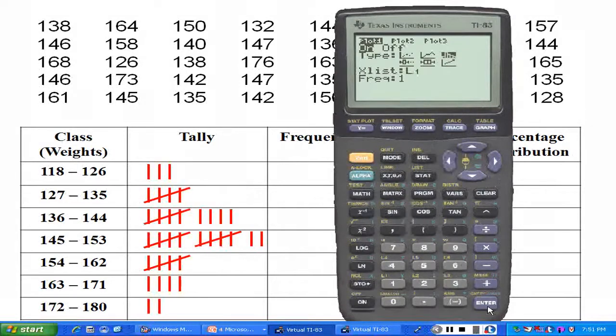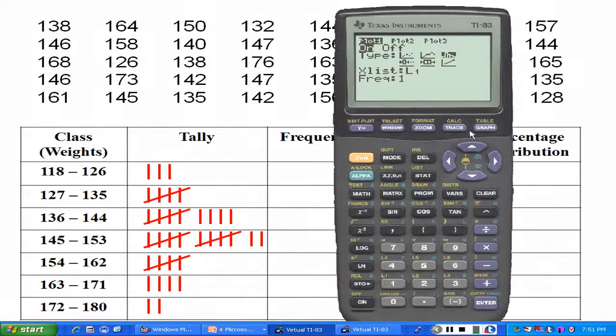Go down, and this should tell you what list you're on. If you put your data in L1, you put in L1. If you put your data in L2, you put in L2. If you put your data in L3, you put in L3. You see that? It's telling the calculator where to go to look for that data. The frequency just is what you're going to have on the y-axis. You're going to do it by ones, so just leave it at 1. Okay? Now, we have it all set.